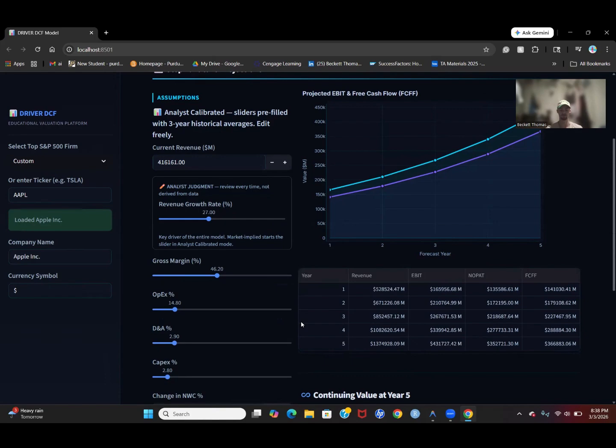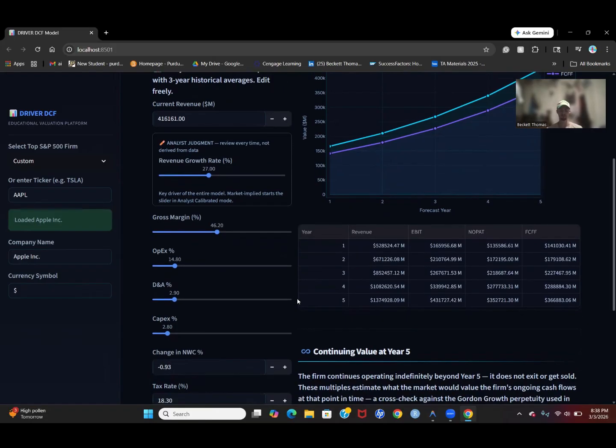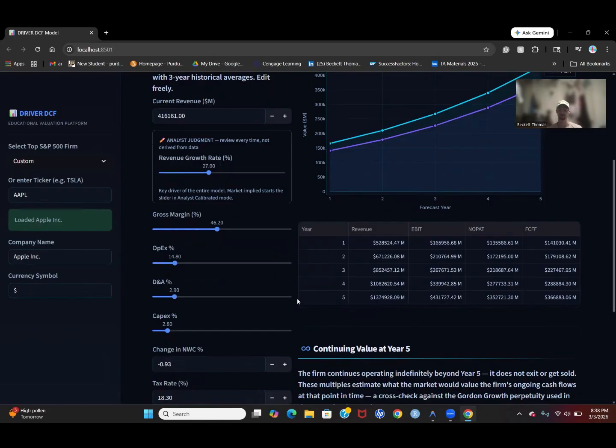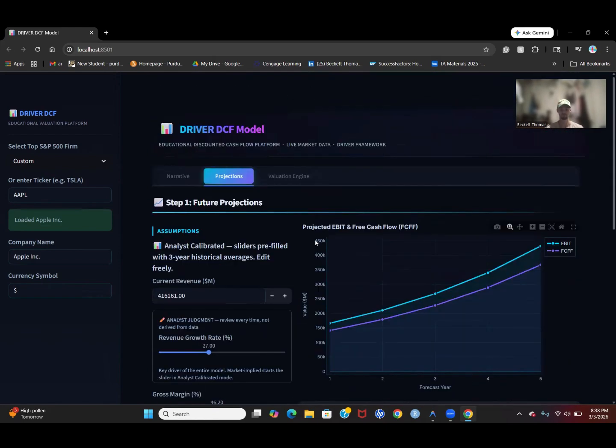Depreciation and amortization and capital expenditures. These are our non-cash adjustments and reinvestment costs that convert EBIT into free cash flows. Apple's capital expenditures is relatively lean at 2.8%, which is a hallmark for asset-light businesses. We also see our tax rate. This app calculates the actual effective tax rate from Apple's filings, which is more accurate than just using the statutory 21%. Now, let's move on to the Valuation Engine tab.